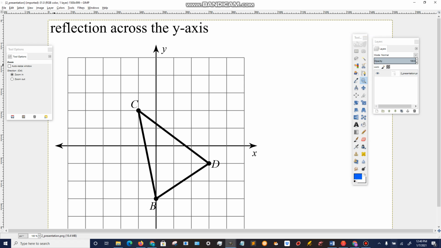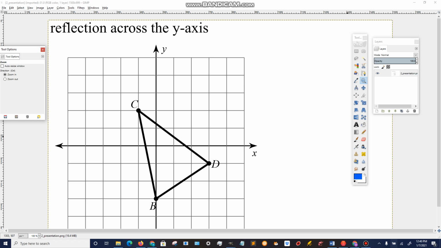Alright, so this is the second video on reflections. The last video had to do with reflections across the y-axis and the x-axis. This one is when you have to reflect across other vertical and horizontal lines besides the axis. So, things like y is equal to 2, x is equal to -3, things like that.